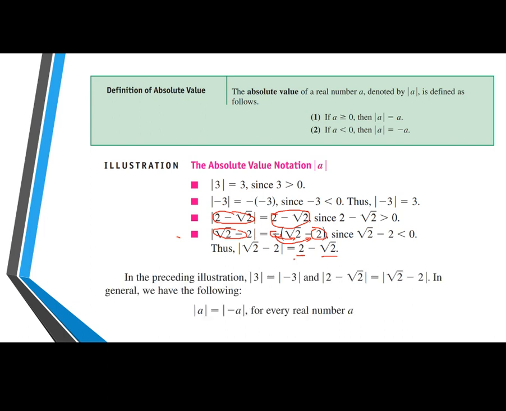So in the preceding illustration, the absolute value of 3 is equals to the absolute value of negative 3, and the absolute value of 2 minus square root of 2 is equals to the absolute value of square root of 2 minus 2. So in general, we have the following. The absolute value of A is also equal to the absolute value of negative A for every real number A.